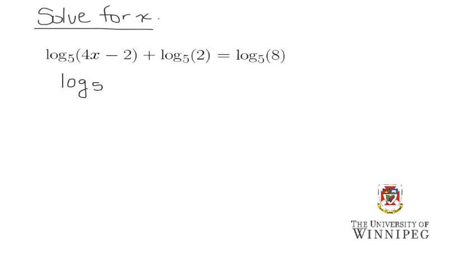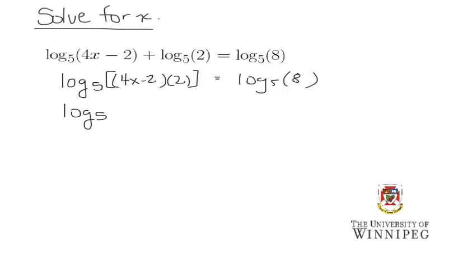Log base 5 of 4x minus 2 times 2. Remember that addition on the outside of our two logarithms is going to become multiplication inside of our single logarithm. Now let's distribute that 2 through the brackets just to simplify a little bit more. That's going to give us log base 5 of 8x minus 4.